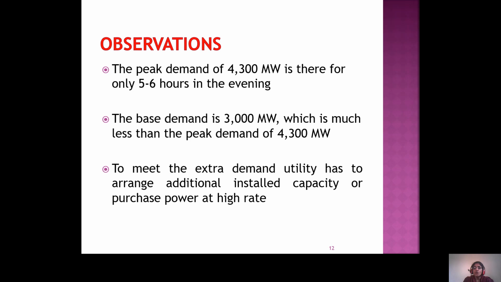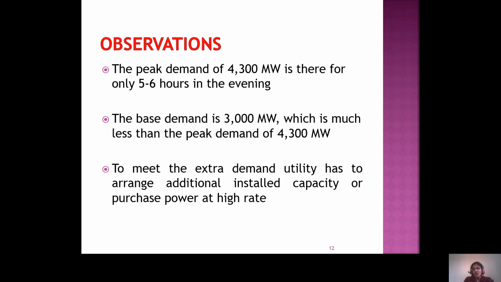The peak demand of 4,300 megawatt is there for only 5 to 6 hours in the evening. The base demand of 3000 megawatt is much less than the peak demand of 4300 megawatt. But for those 5 to 6 hours, the demand is 4300 megawatt, while at the base point there is 3000 megawatt.